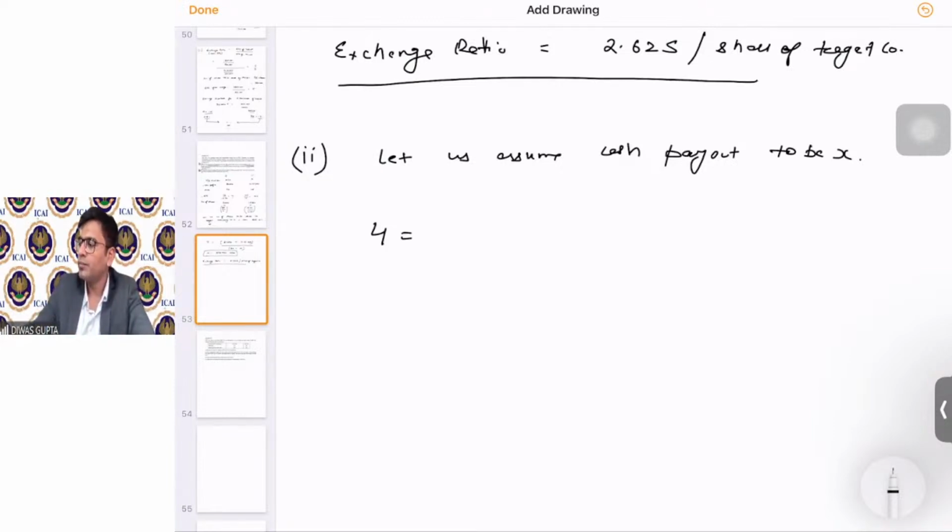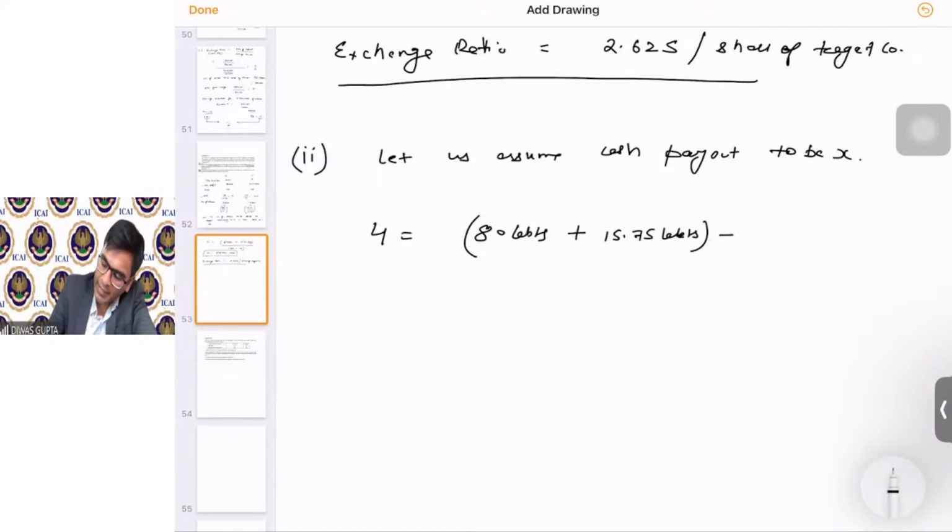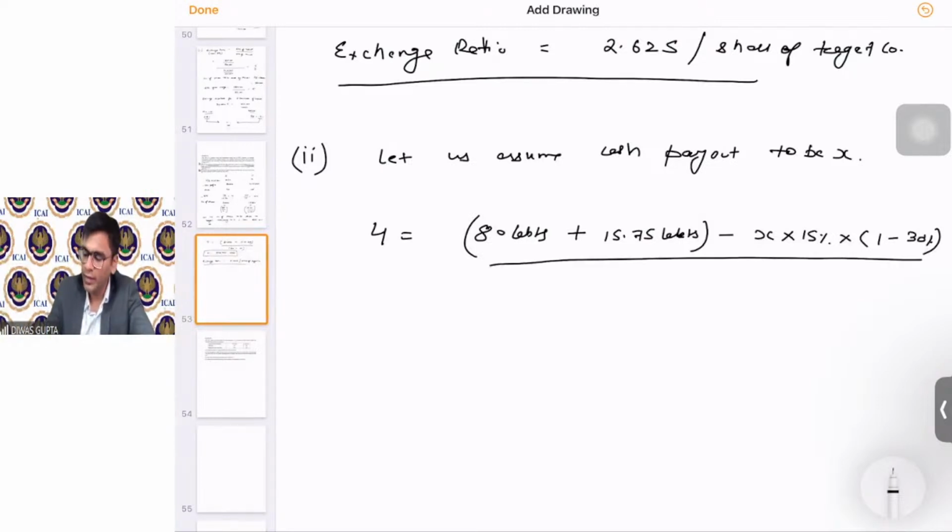So 4 will be equal to, okay, Shruti, Shailesh, thank you. So then 4 will be equal to 80 lakhs plus 15.75 lakhs minus X into 15%. This is the amount that we will lose, right? On the cash payout, we will lose X into 15%, but there will be a tax adjustment also, right? On this, we will be able to save 30% on account of tax. That is why we have reduced 1 minus 30%. And overall divided by 20 lakhs, because the shares are going to be the same, students here, right?